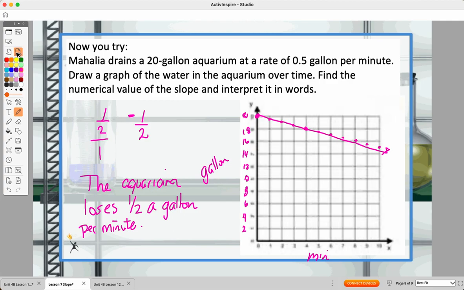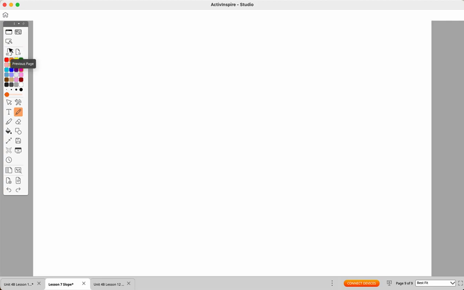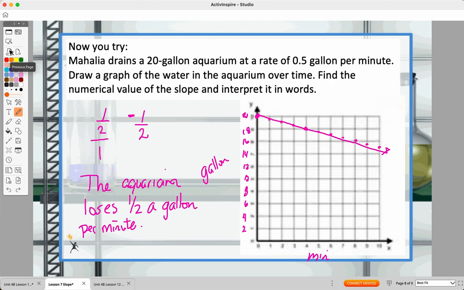Okay. All right, let's take a look at another one. And that's the last one. Actually, that's the last one we're going to look at today. So that gets us talked through slope.